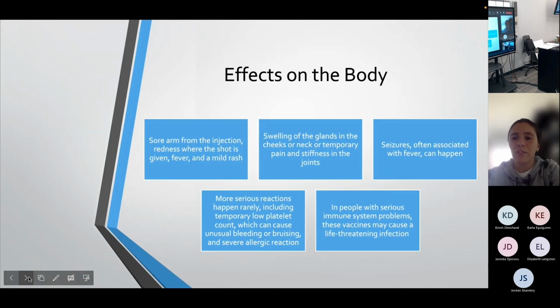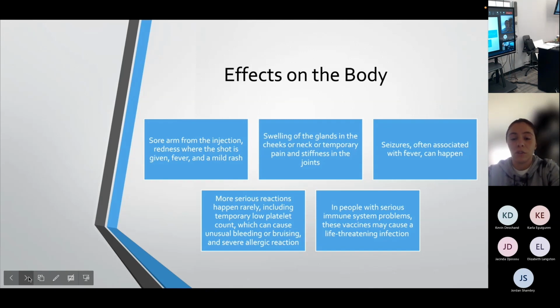Thank you. Now for the effects that vaccines have on the body. A lot of these might be similar to the topics we're going over right now, but a sore arm from an injection is very common, as well as redness where it was given, fever, mild rashes, swelling of the glands in the cheeks or neck, and temporary pain or stiffness in joints. Seizures are often associated with fever, so that could happen. More serious reactions include low platelet counts, which also cause bleeding and bruising, and of course severe allergic reactions. In people with serious immune system problems, these vaccines could also cause a life-threatening infection.